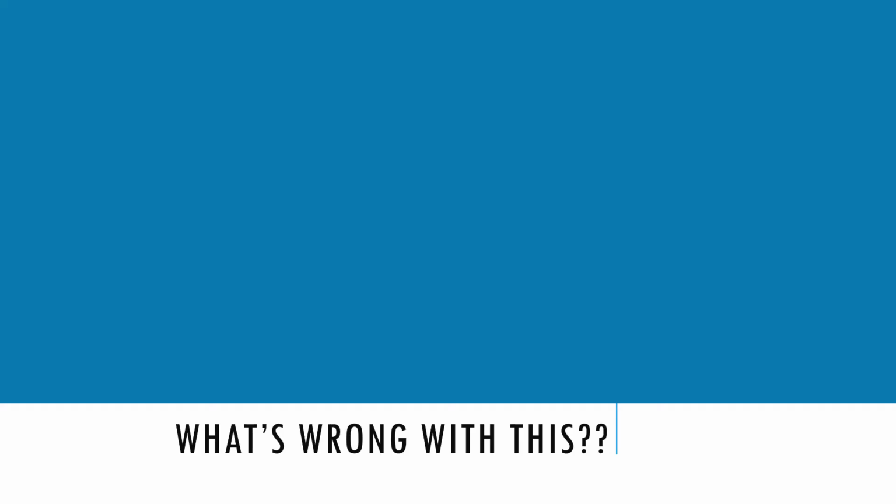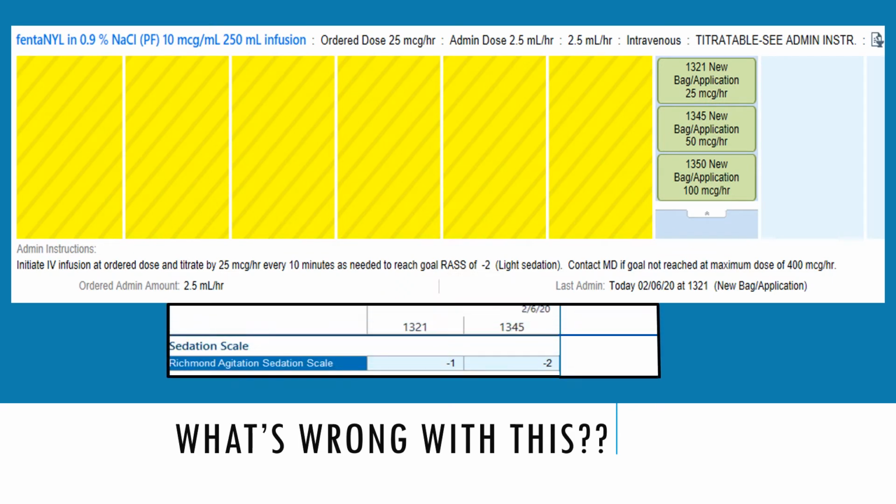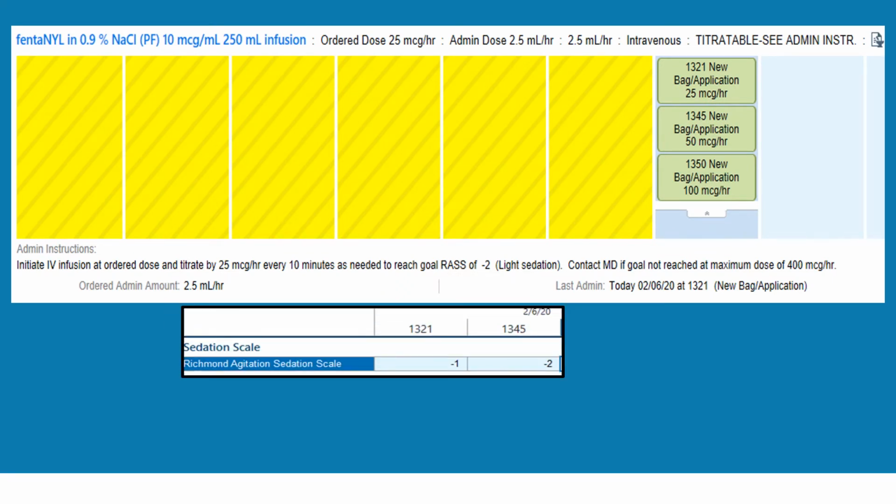So what is wrong in this scenario? Take your time to take a closer look. Okay, first, the actions on the second and third boxes should say rate dose change. Second, the medication was titrated by 5 minutes instead of 10 minutes like the order says.